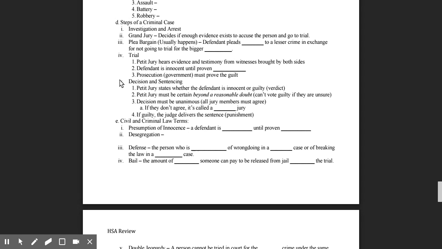Decision and sentencing. The petty jury states whether the defendant is innocent or guilty. This is called the verdict. The jury must be certain beyond a reasonable doubt, which means they cannot vote guilty if they are unsure. The decision must be unanimous, which means all jury members must agree. If they don't agree, it's called a hung jury. If guilty, the judge delivers the sentence or the punishment.